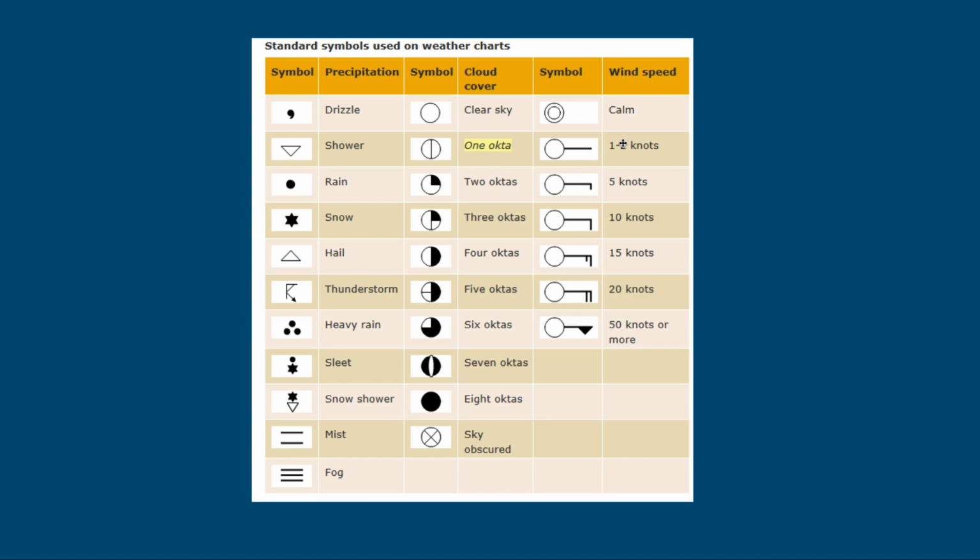If there's just a stick, it's very calm, or not completely calm, but 1 to 2 knots. And then as soon as you get beyond 20 knots, the number of feathers keeps adding until you get up to 50 knots, and that would be exceedingly windy.